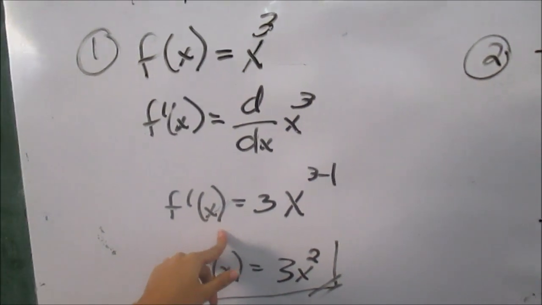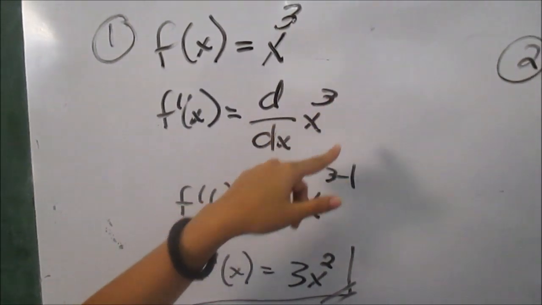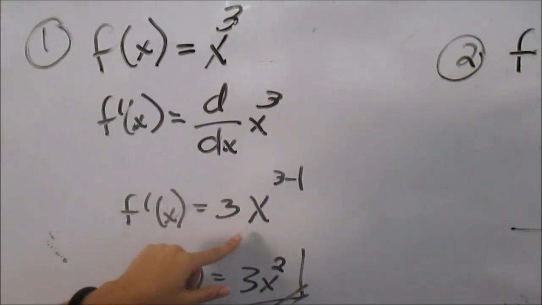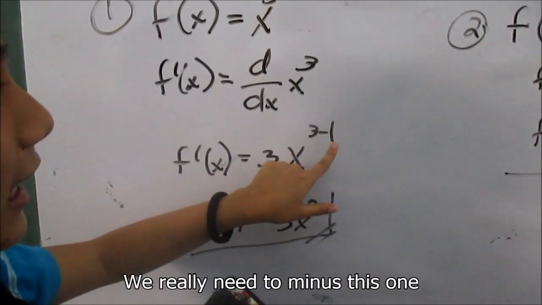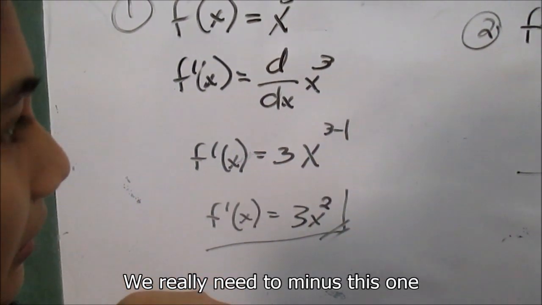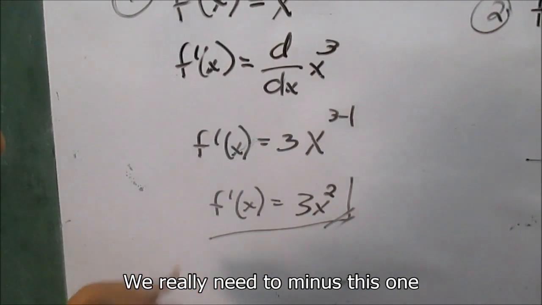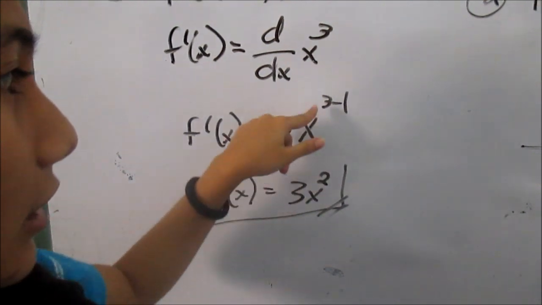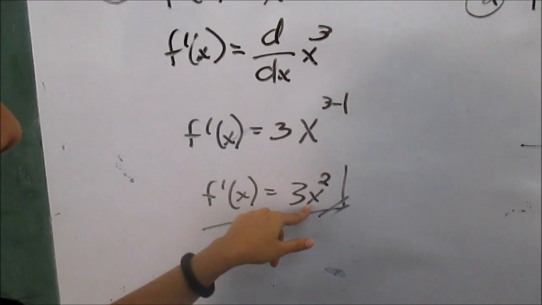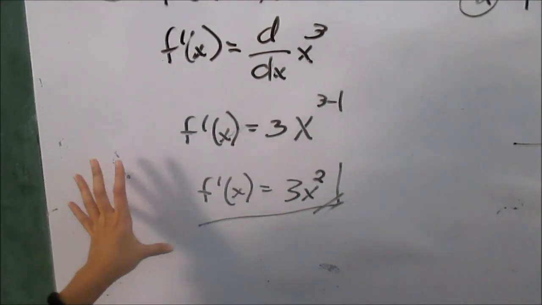F prime of x equals, bring down the 3, so 3x to the power of 3 minus 1. Kailangan talaga i-minus natin ng 1. Constant na yan. So, f prime of x equals 3x to the power of 3 minus 1, which equals 2. So, 3x to the power of 2, that's the final answer.